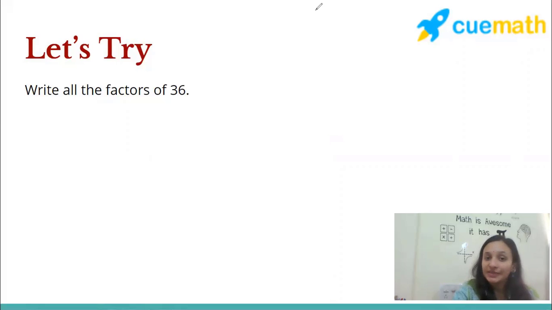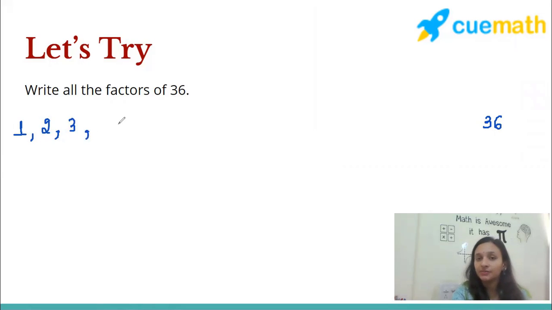Okay, so one way of doing it, which is really cool, is that you can start with 1 and at the end you simply write 36. Because as I said, for all numbers, the smallest factor is 1 and the largest factor is the number itself. In between, you can go in sequence. If you divide 36 by 2, you get a remainder 0, so 2 is a factor. 36 is also perfectly divisible by 3, so 3 is also a factor.